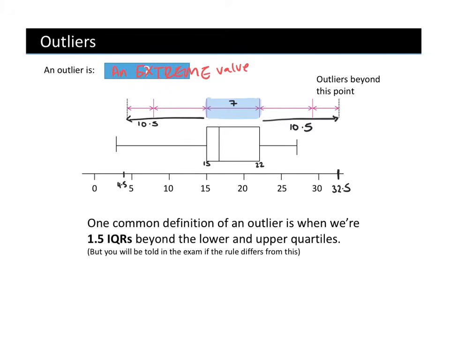Okay, so an outlier is identified as a point that lies outside this value. As you can see here, our minimum actually lies outside this value. So we would say our minimum and maybe another data point could be outliers, okay? You will be told in the exam if the rule is different to 1.5 interquartile ranges.